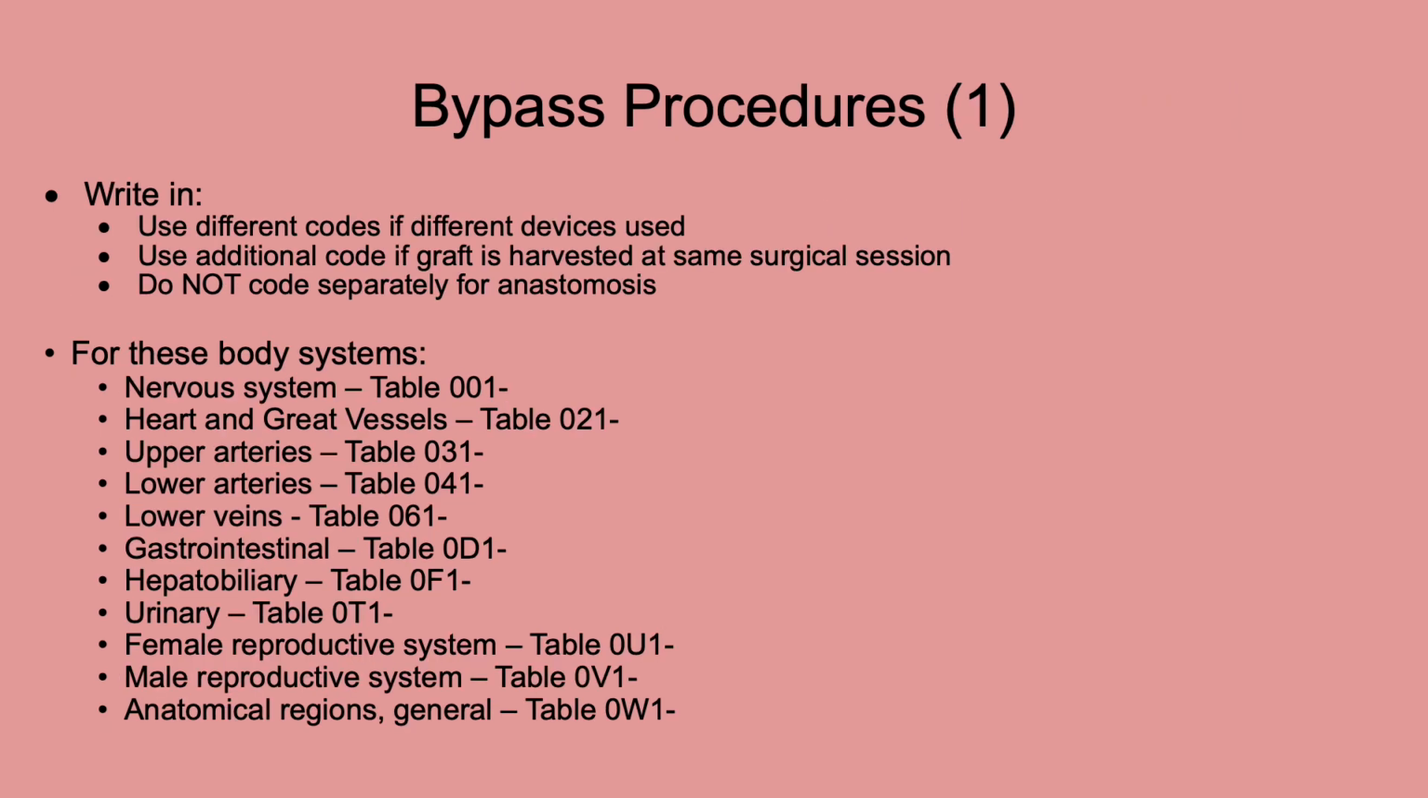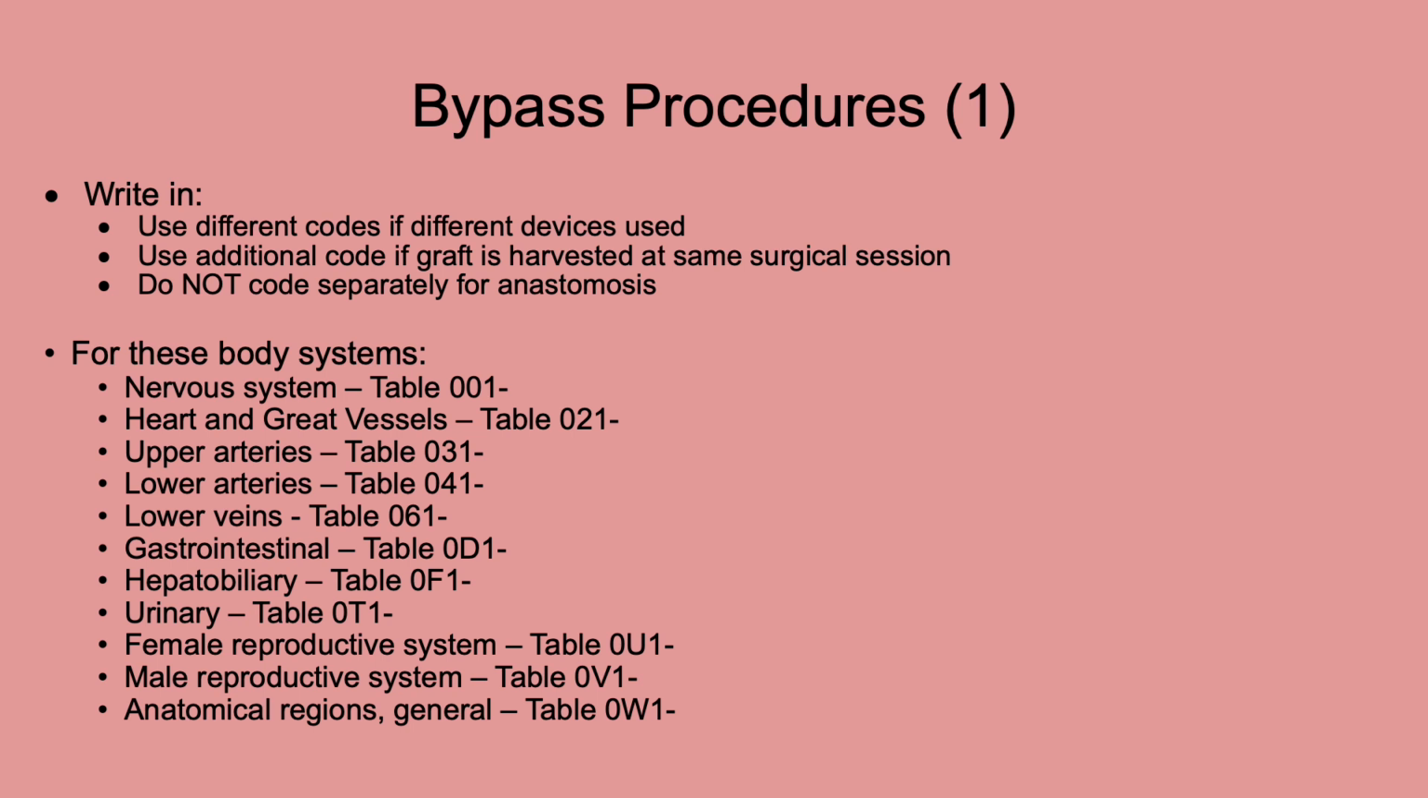So here's some more things to write in, while you're there writing in the to and from. You can also write in: use different codes if different devices are used. So if that device digit is different, you're going to use different codes. Use additional code if graft is harvested at same surgical site, and do not code separately for anastomosis. Now you may know this. If you do, you don't need to write it in. But it's a good thing to have it as a reminder right where you are.